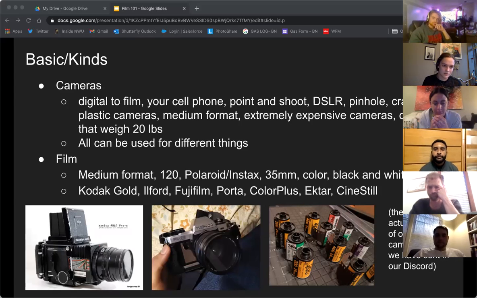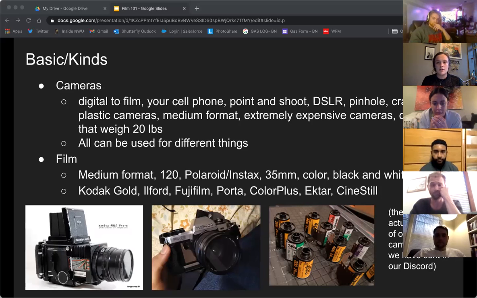But moving on, there's a lot of different kinds of photography, a lot of different kinds of cameras, and a lot of different kinds of film. It can be overwhelming, and I completely understand. But luckily, we are only going to be doing one: film with 35 millimeter film. And specifically for class, we're going to be doing black and white.